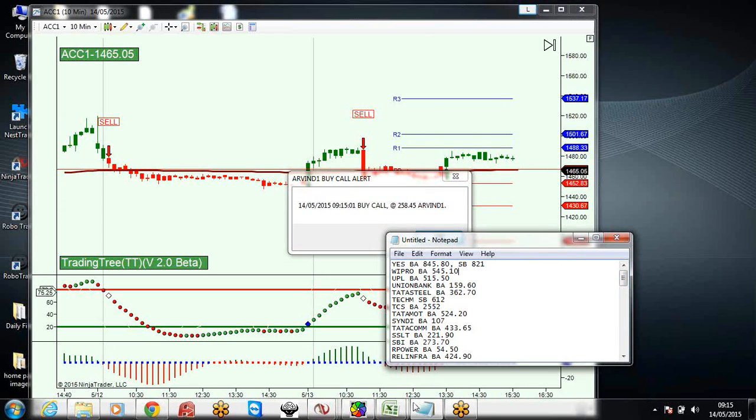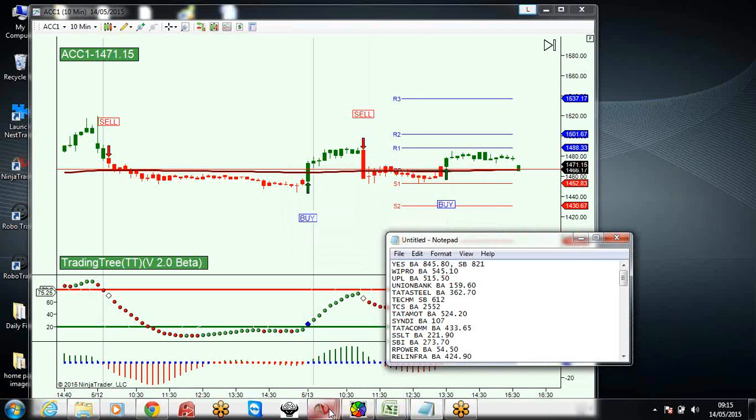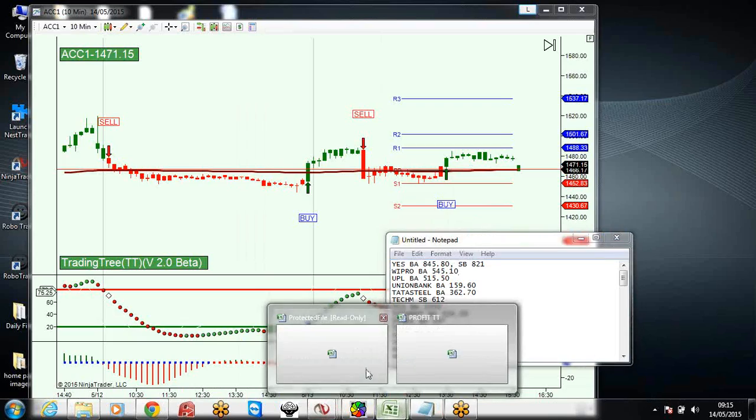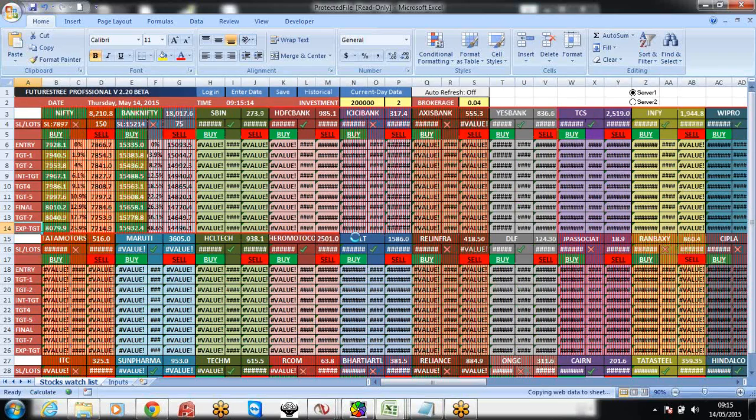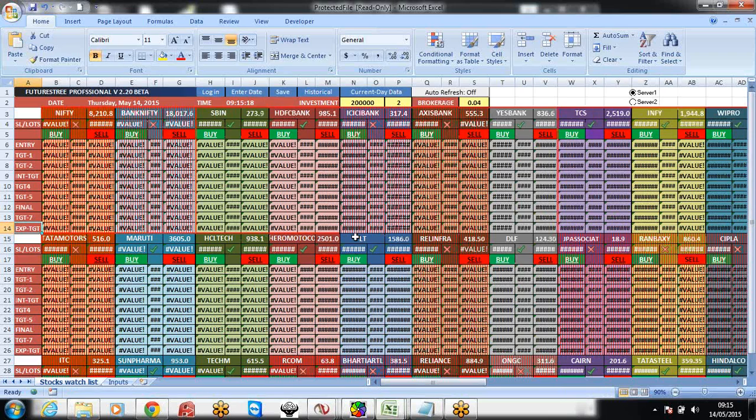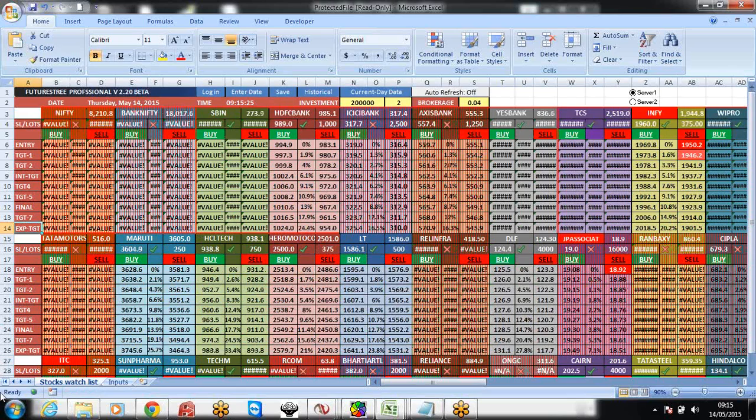There is a buy call in Arvind. Okay, we have a buy call in Arvind. So that is on TradingTree, what we saw. But here I'll have to take the current day data at 9:15. So both the applications are different. I'm trying to show both of them at a single time. So you can just see at the left bottom corner, your prices are getting updated.